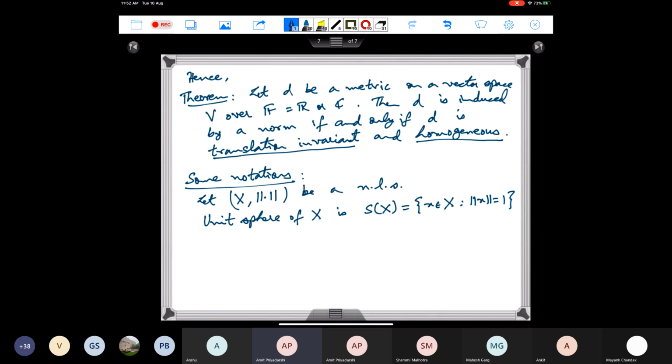Okay, so far I had been using V for the vector space, but now I am using X for the vector space. So X is a vector space, and there is a norm defined on that. So the unit sphere is the collection of all the unit vectors. Unit vectors means norm of x is equal to 1. This norm is also called the length of the vector. So here we say that the vectors of length 1 form the unit sphere, and this is denoted by S(X).